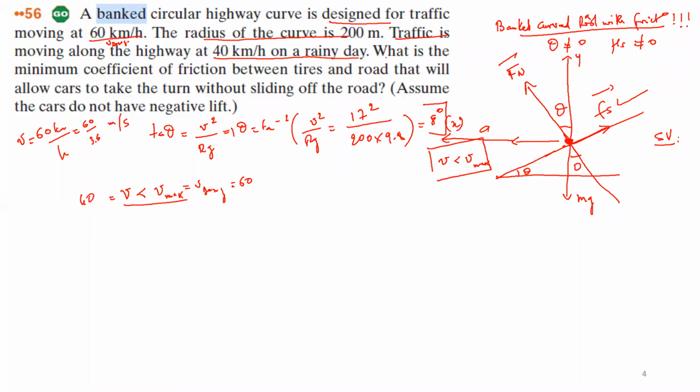So this is why the question is, what is the minimum coefficient of static friction between the tire and the road that will allow the car to take the turn without sliding off the road. Here by sliding off the road, I mean sliding down the inclined plane. If the V here was bigger, sliding off would be sliding up the inclined plane.